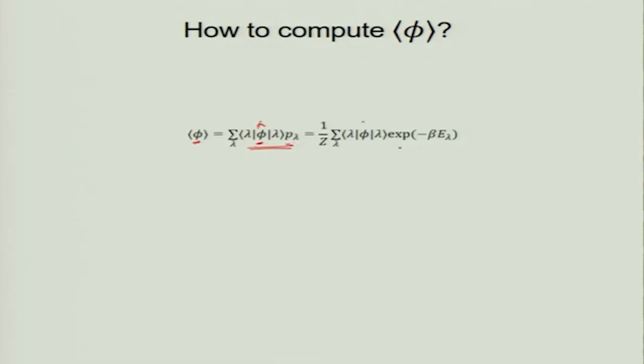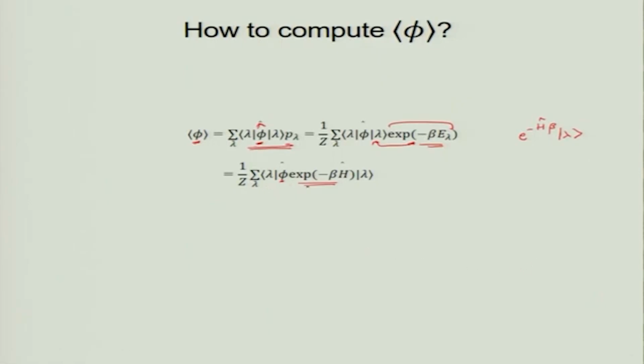Now, P lambda is 1 by Z e to the power minus beta E lambda. We can write e to the power minus beta E, these two together, as e to the power minus beta H acting on lambda, since beta is a number. So, I can push this exponential into the expression along with the field phi: the phi operator, with e to the power minus beta H pushed inside. H is also an operator.